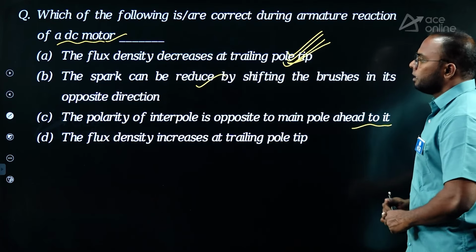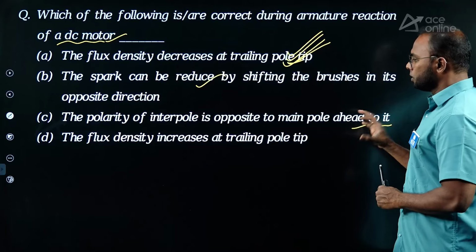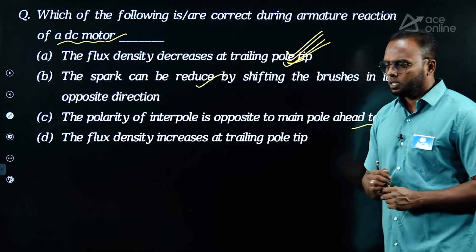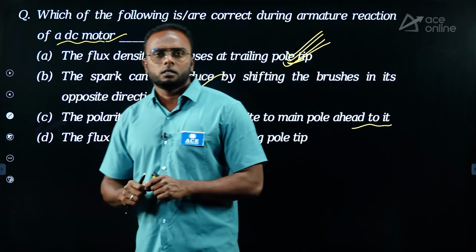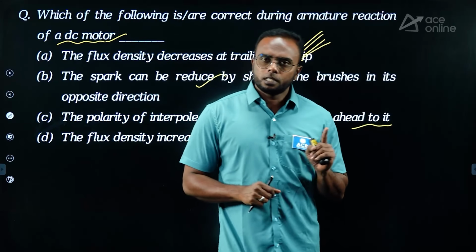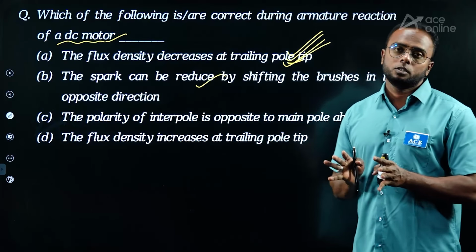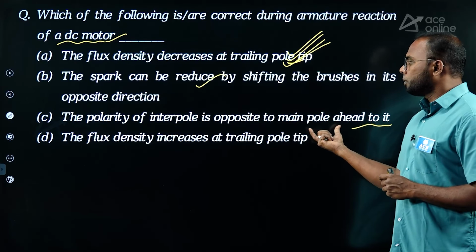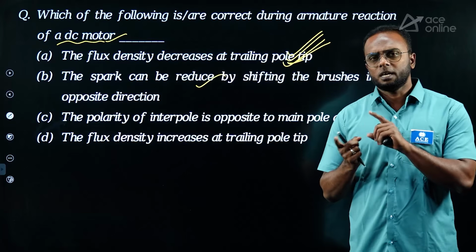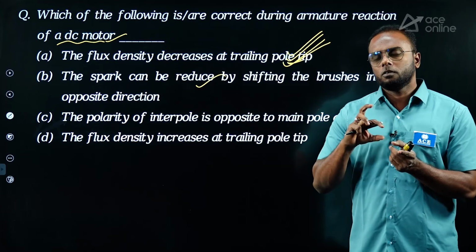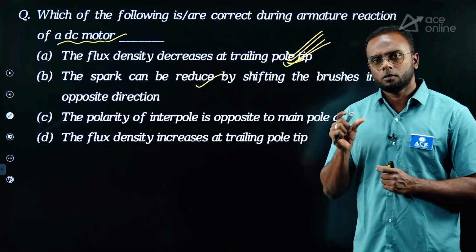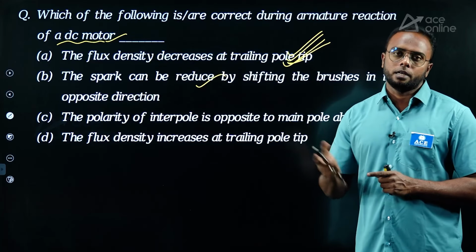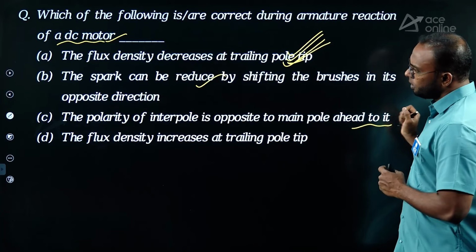Try to answer. The polarity of interpole is opposite to main pole ahead to it. But actually we know, if it is a motor case, one statement we learn: the polarity of interpole is same as main pole, which is behind to the interpole. But here the polarity of interpole is opposite to main pole. Same as main pole behind. But with respect to opposite, if you want to say, then what is the statement? The polarity of interpole is opposite to main pole ahead.